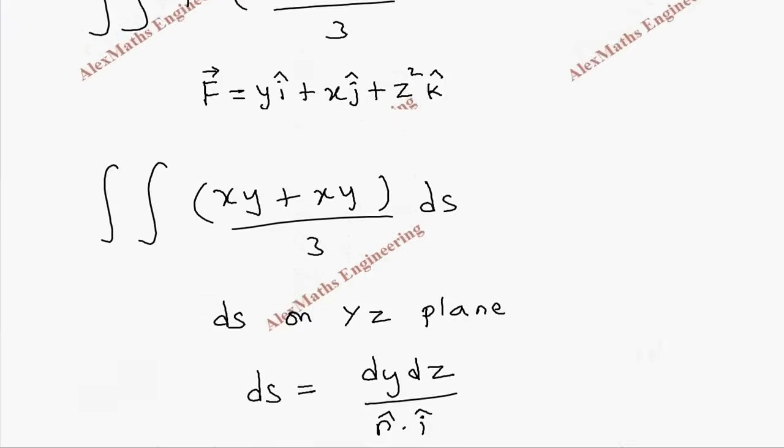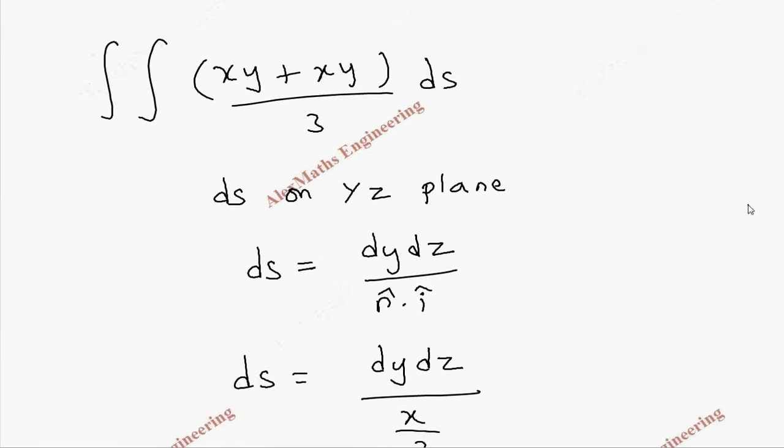So we are considering the n cap for this curved surface along the yz plane, perpendicular to the yz plane. So it is along the i cap. So we have the ds formula as dy dz by n cap dot i cap. So we have to substitute that in place of ds here.